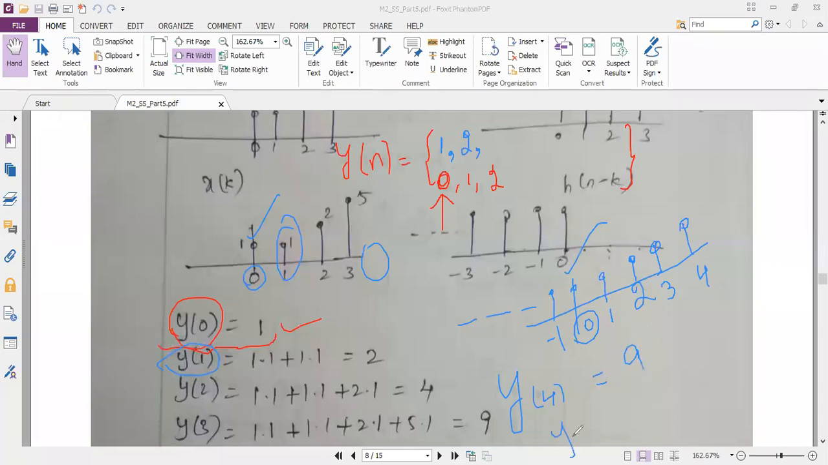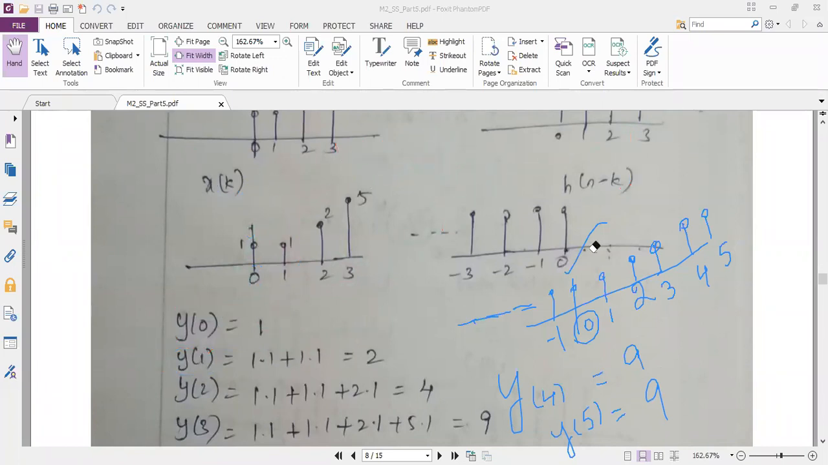Now you tell me for y of 5 again. I will be shifting one more sample towards the right because the left hand side is infinity. How many times can I shift? I will keep on getting the samples towards the right hand side. I hope you are following it. But I do not have the samples at 4 and 5 for x of k. So again, will you get for y of 5 also the same answer 9? Yes, ma'am. So can I say this answer continues infinitely? Yes, ma'am.